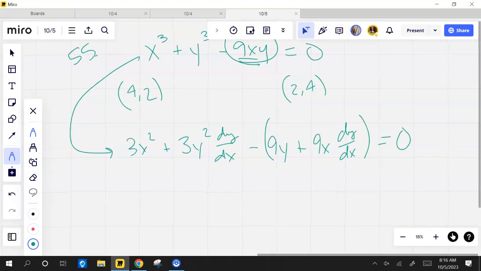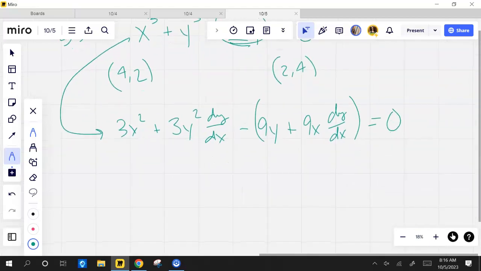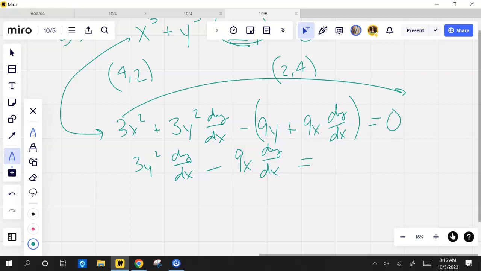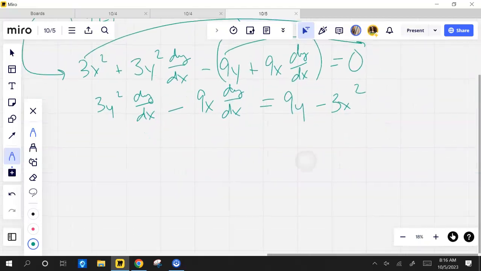I need all the dy dx's on one side and everything else off on the other. So I got 3y squared dy dx minus, because that negative is going to distribute through, 9x dy dx. I'm going to go ahead and move these over. Will that confuse anybody if I do that all at one time? Plus 9y minus 3. Factor out the dy dx.